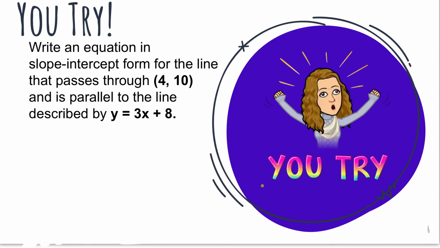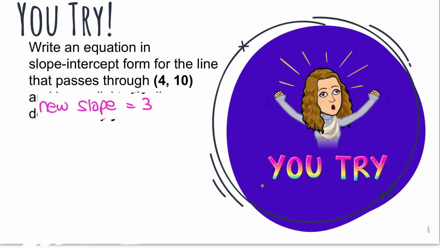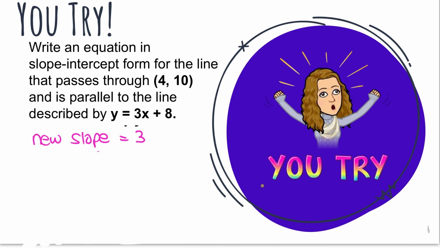Write an equation in slope intercept form for the line that passes through (4, 10) and is parallel to the line described by y equals 3x plus 8. So what do we know? We know that the new slope is 3 because parallel lines have the same slope, just different y-intercepts. So we can insert it into our slope-intercept equation as y equals 3x plus b.